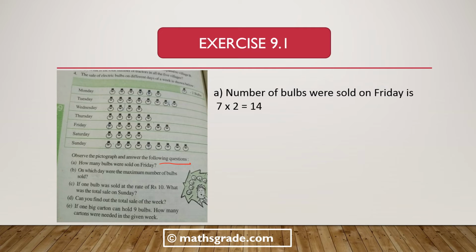First, A is how many bulbs were sold on Friday. On Friday, there are 7 pictograph images, and 1 pictograph bulb is 2 bulbs. So we have to multiply 7 with 2. So number of bulbs sold on Friday is 7 multiplied by 2, which is 14. So our answer is 14.